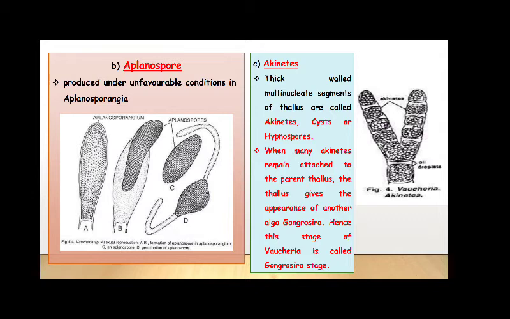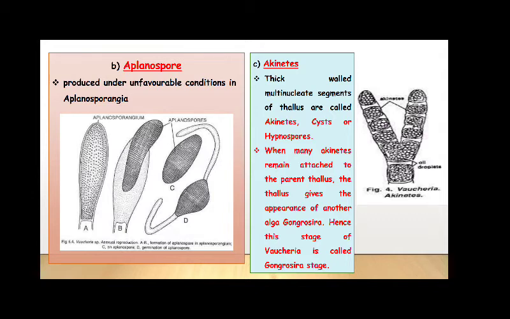Aplanosporangia are club-shaped, and they develop single non-flagellate globose aplanospores. Aplanospores are liberated by rupturing the cell wall. After liberation, aplanospores also germinate into a rhizoidal filament and a haptera, rhizoidal and vegetative filament-like structure.